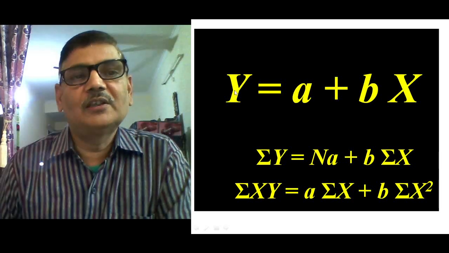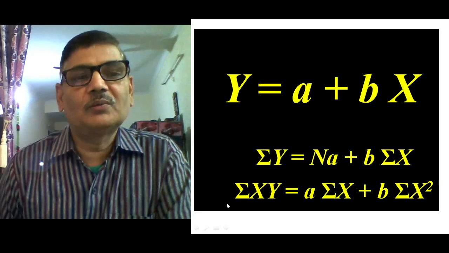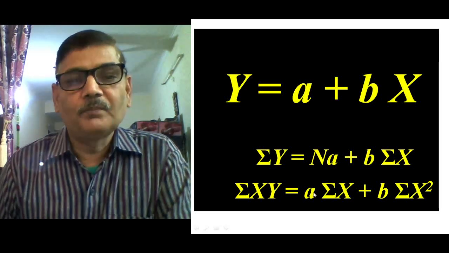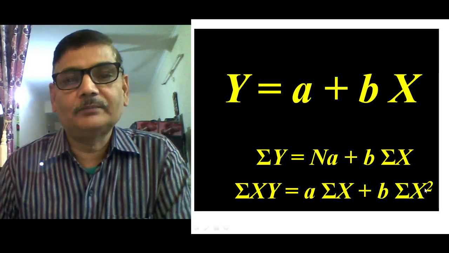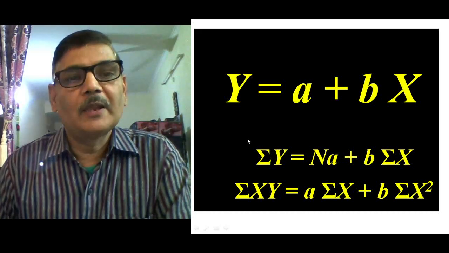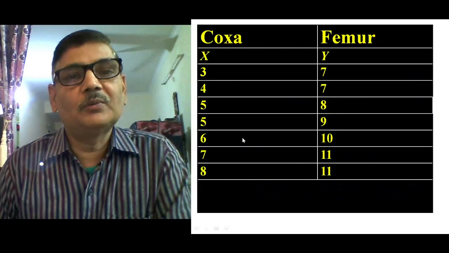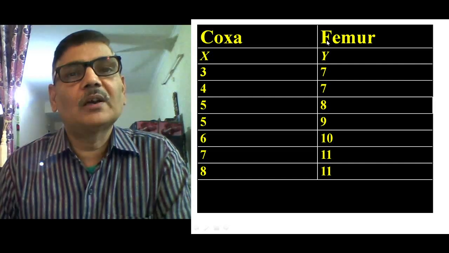And for getting this equation y = a + bx, we need two additional equations, that is sum of y = na + b sum of x, and sum of xy = a into sum of x + b into sum of x square. So this entire thing will become a little bit more clear if we consider a particular example. And here we are going through this case. Suppose we measure the size of coxa and femur.